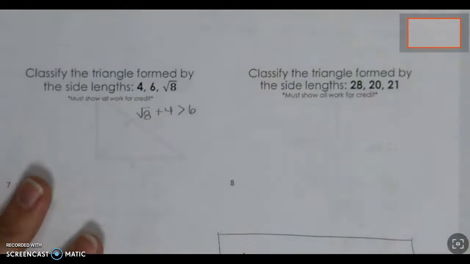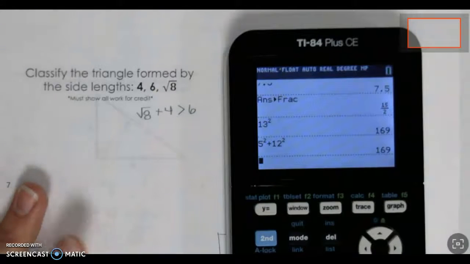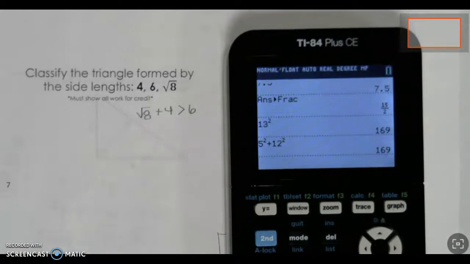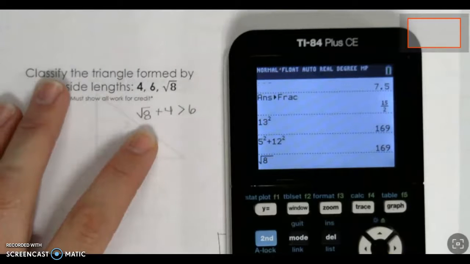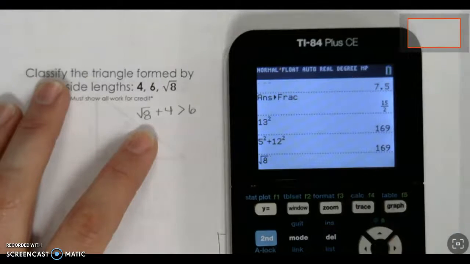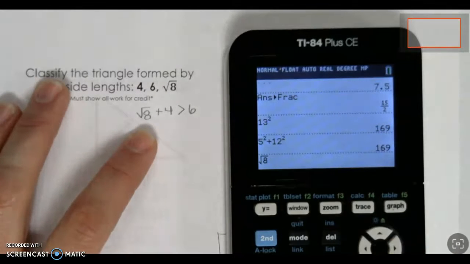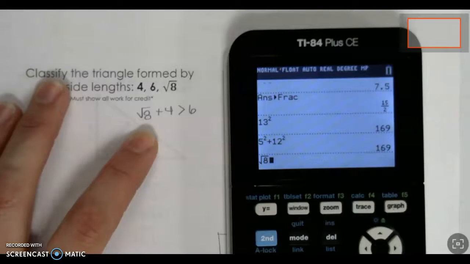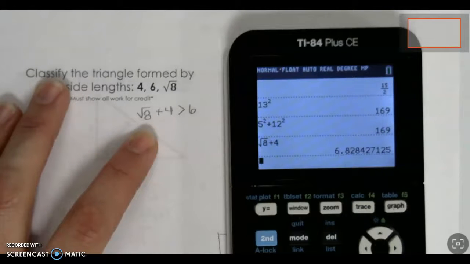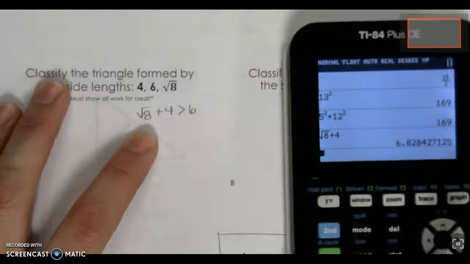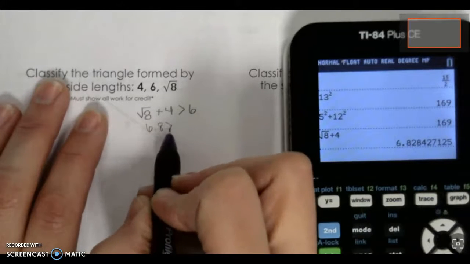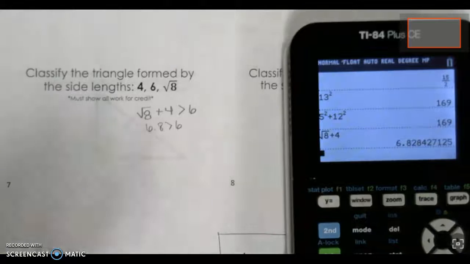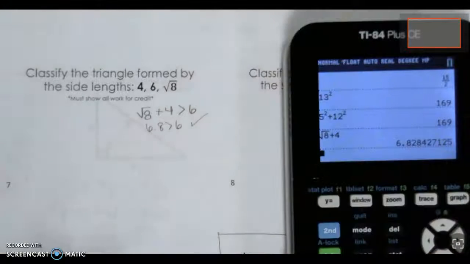Okay, well, let's find out in my calculator. Because again, I don't know exactly what radical 8 is, but I know it's somewhere around 3. Okay, so second, radical 8. Get out of the radical. If you're using your calculator, you gotta push that over button to get out of the radical, and then plus 4. So then this is 6.8. So 6.8 is bigger than 6, so I am good to go. I am good to check and see what kind of triangle this is.